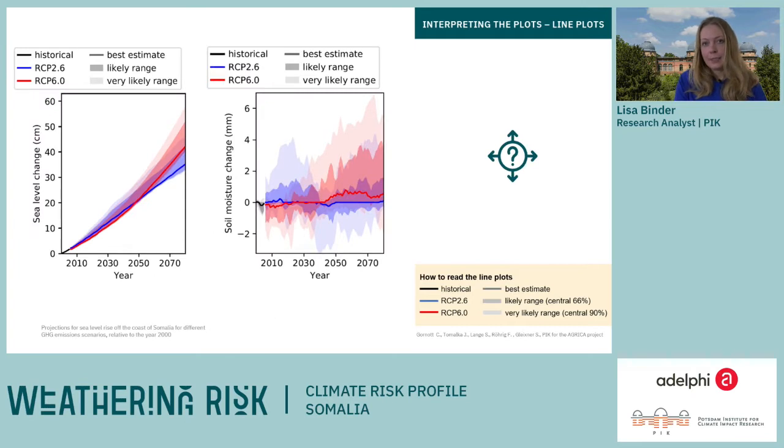This line plot that you can see here, the second one, provides you with information on soil moisture change in Somalia. And again, you have the blue line that represents the low emission scenario and the red one, the medium to high emission scenario. And as you can see from this plot, the shaded areas, so the likely and the very likely ranges, are relatively large, which means that the different models underlying the projections predict quite different changes in soil moisture, and thus that there is quite a high uncertainty over those projected changes.